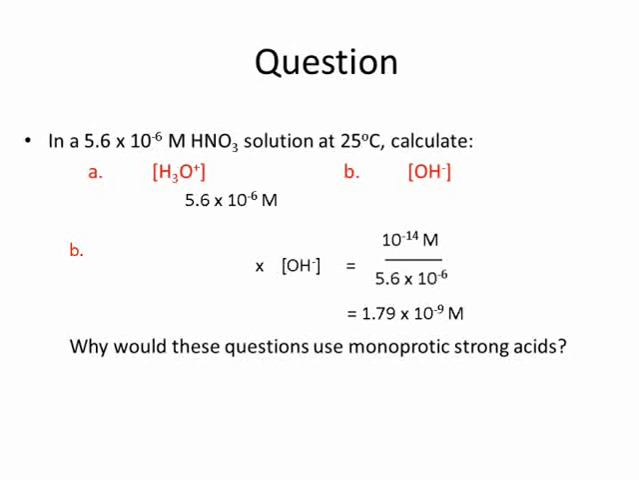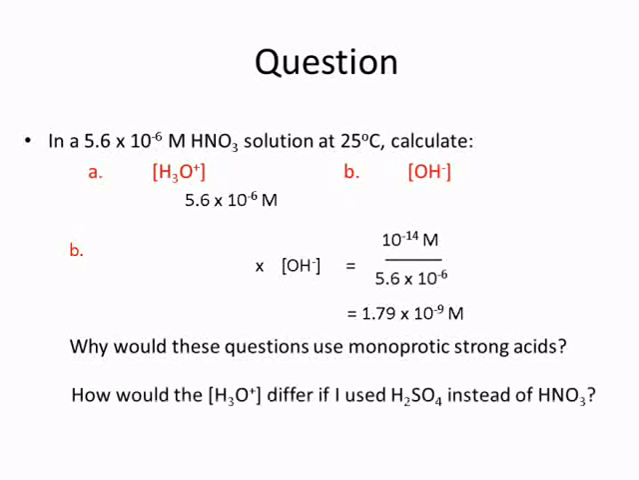Just a couple of questions to think about. Why are we only using monoprotic acids in these particular equations? I think if you think about it, you will understand that we're talking about the hydrogen ion concentration. So in this case, we can equate the hydrogen ion concentration with the concentration of the acid itself. If we used sulfuric acid instead of nitric acid, we'd have 2 protons to donate, and so therefore our hydrogen ion concentration would be twice as great as it is from the nitric acid case.